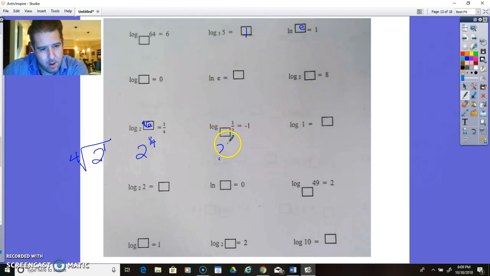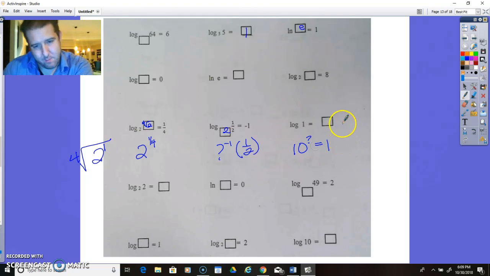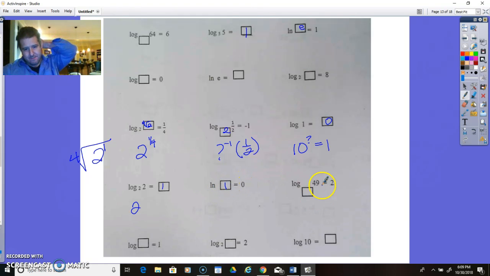So this is what power of negative 1 is 1/2? That would be 2. Okay, that's not tricky at all. So this is 10 to the what power is 1, and that would be 0. Anything to the 0th power is 1. 2 to the what power is 2, that'd be 1. e to the 0th power is 1. 7 squared is 49. 10 to the 1st power is 10.